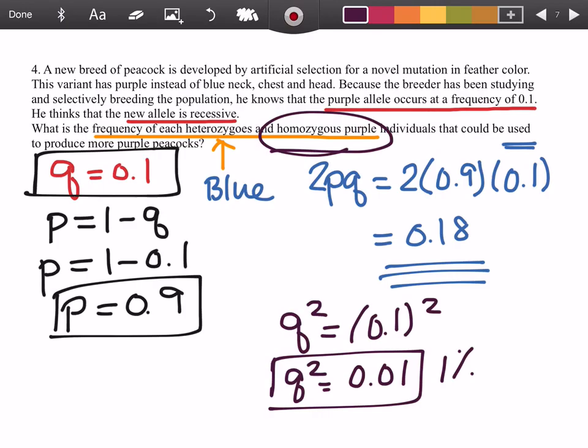So there's a quite small number of individuals with this purple allele, but if he is using artificial selection, he can select out those purple individuals and selectively breed those to increase the number of purple peacocks in his population.